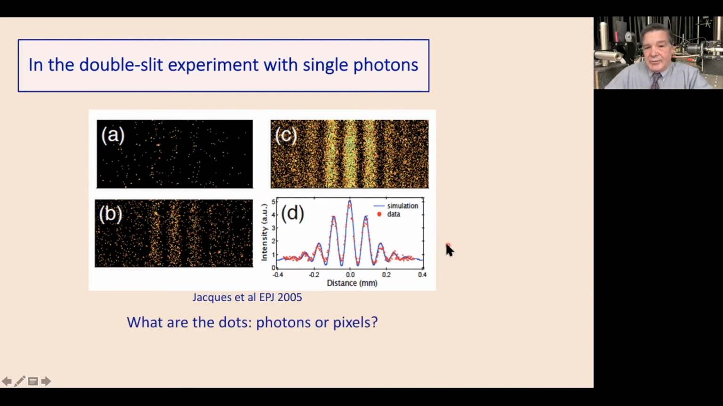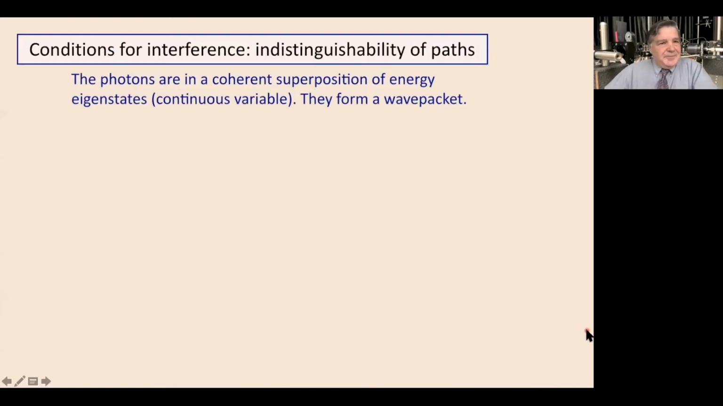So let me ask the following question. What are the dots? Are they photons or are they pixels? You'll be surprised. They're pixels. They're not photons. Photons occupy the entire interference pattern. Okay, let's keep going.